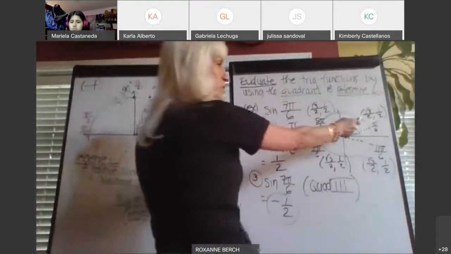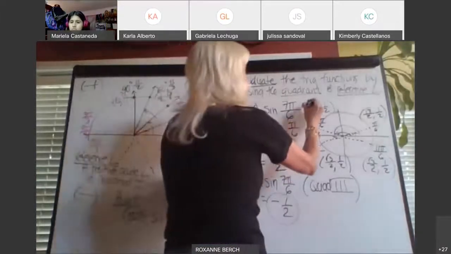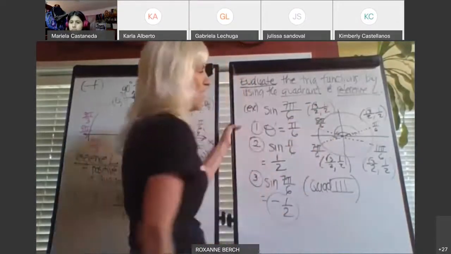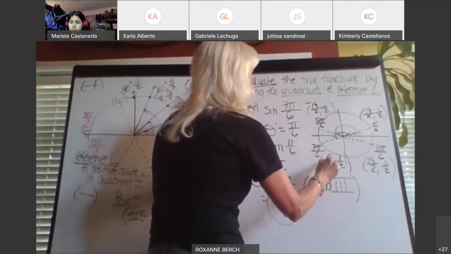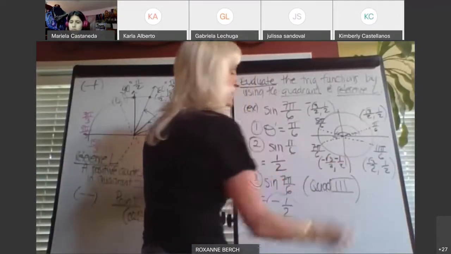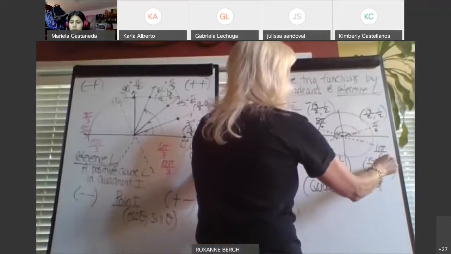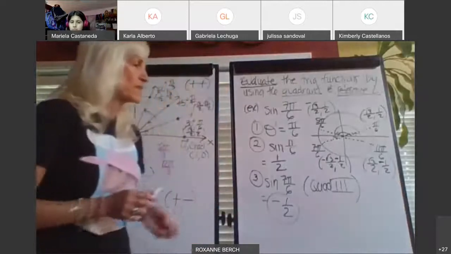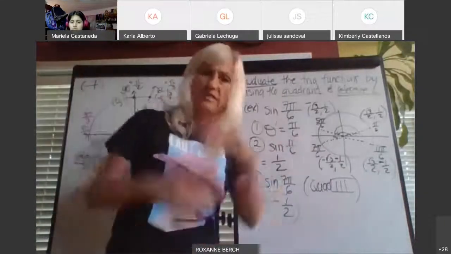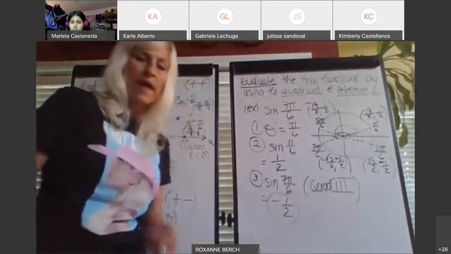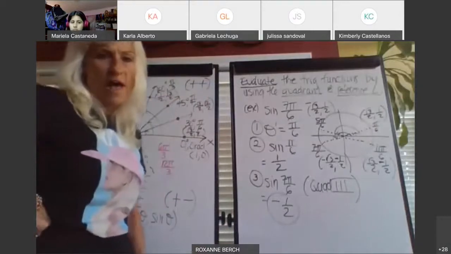So in this quadrant, you have a positive. In this quadrant, you have a negative cosine and a positive sine. In this quadrant, you have a negative. And in this quadrant, you have cosine positive and sine negative. So rather than having you memorize the whole unit circle, what I'm saying is, you memorize quadrant 1.